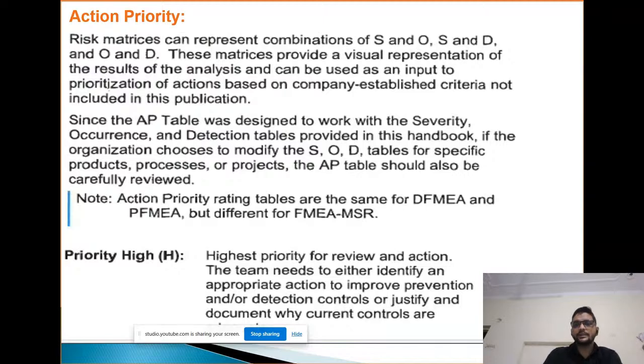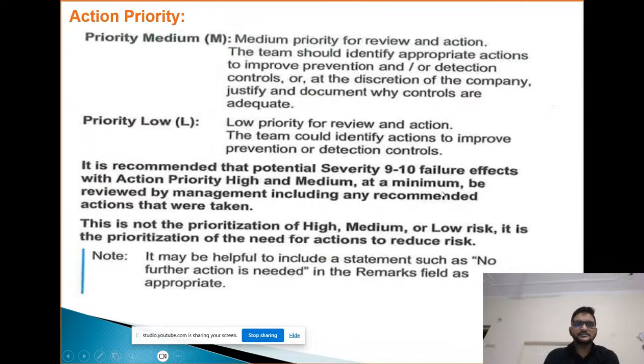Priority high. In case of priority high, it is the highest priority for review and action. The team needs to either identify an appropriate action to improve prevention or detection control, or justify and document why the controls are adequate. Now, next is priority medium. Medium priority for review and action, and the team should identify an appropriate action to improve prevention or detection control, or, at the discretion of the company, justify and document why controls are adequate.